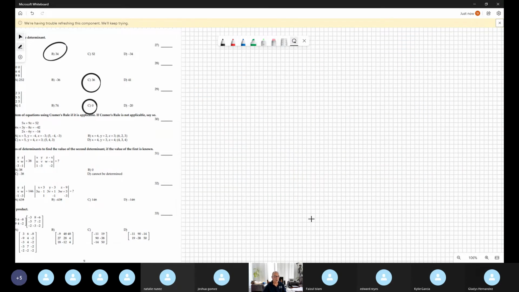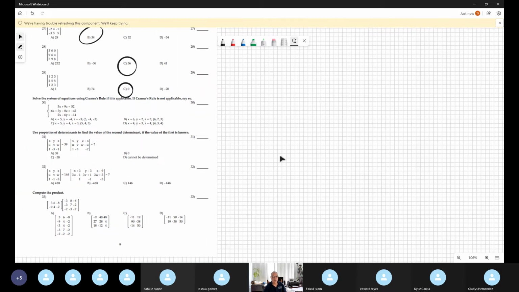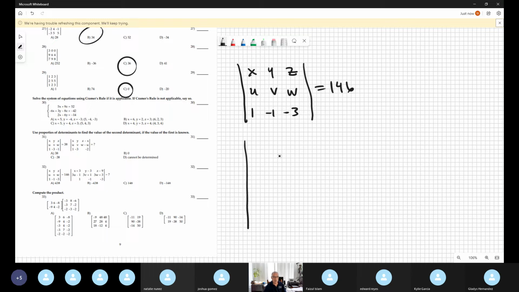Okay. This example, again, is giving one determinant. I have no idea what the numbers inside are: X, Y, Z, U, B, W, similar. 1, but different, minus 1, minus 3, and this is equal to 146. Okay. I need to compute another determinant that is similar.